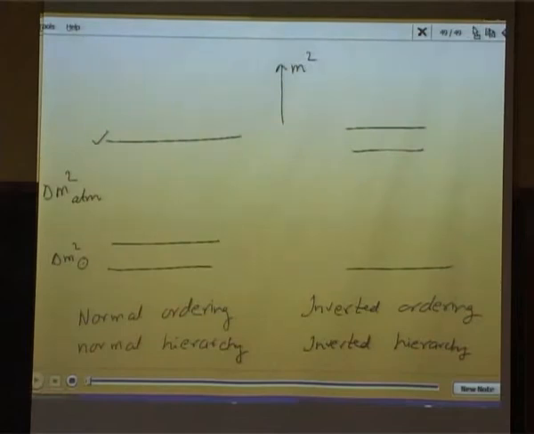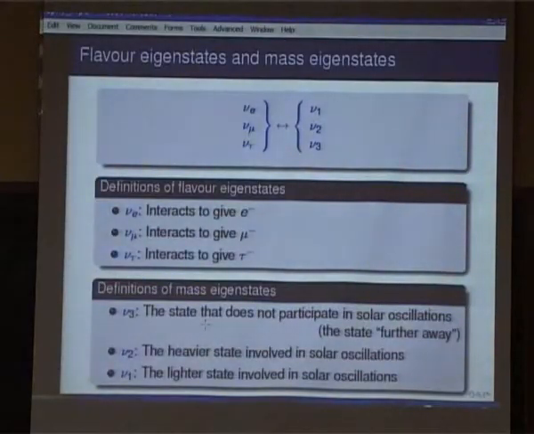takes part in the atmospheric neutrino oscillations. Similarly, in this case, this one takes part in the atmospheric neutrino oscillations. Therefore, in the case of normal ordering, nu 3 will be the heaviest state. In the case of inverted ordering, nu 3 will be the lightest state. So nu 3 therefore is that state that does not take part in the solar oscillations.